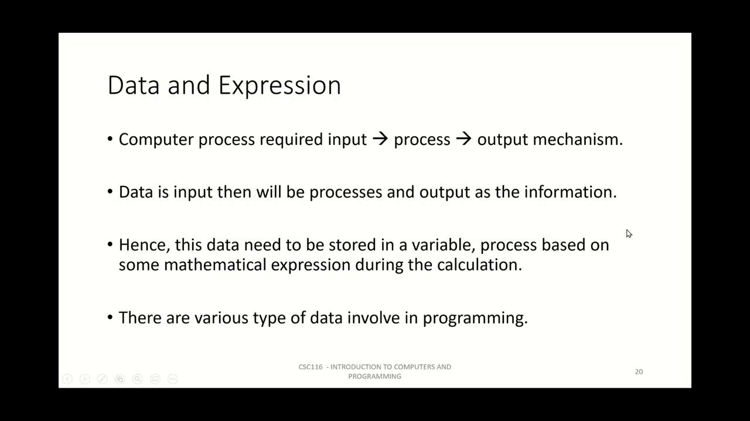So today we continue on the next subtopic in topic 5, which is data and expression. We know that the computer will process the input to produce the output. Data is actually the input, and then this data will be processed, and output is actually referring to information. This data needs to be stored in a variable, and sometimes we will process it based on a mathematical expression during the calculation. We have different types of data, for example, decimal numbers and text.